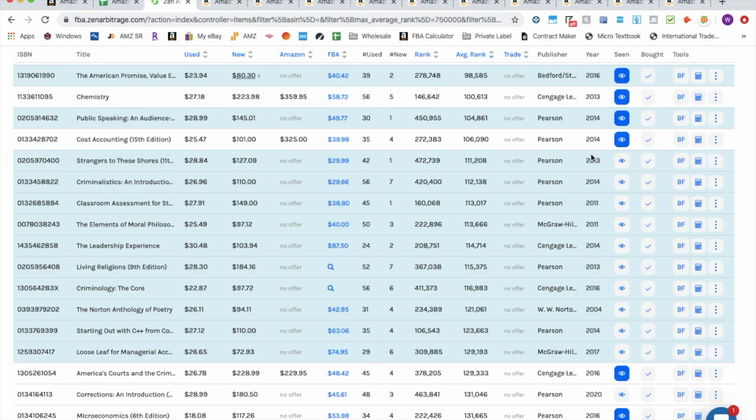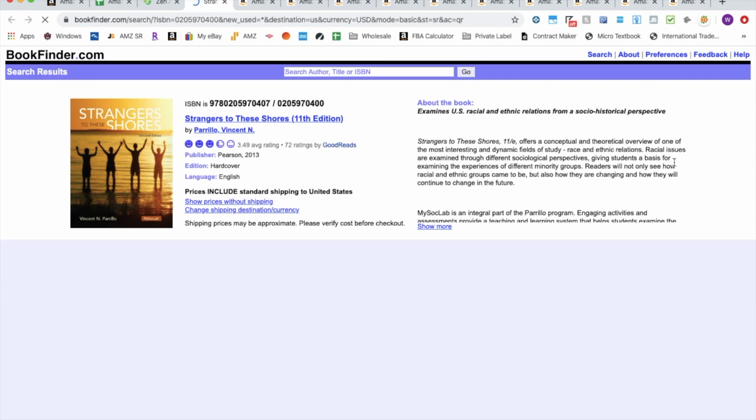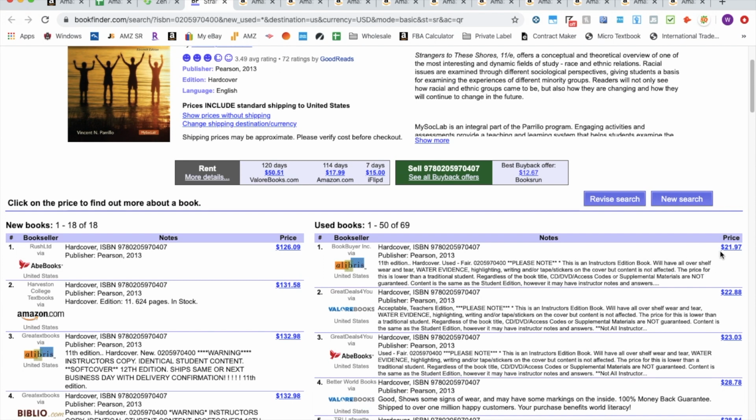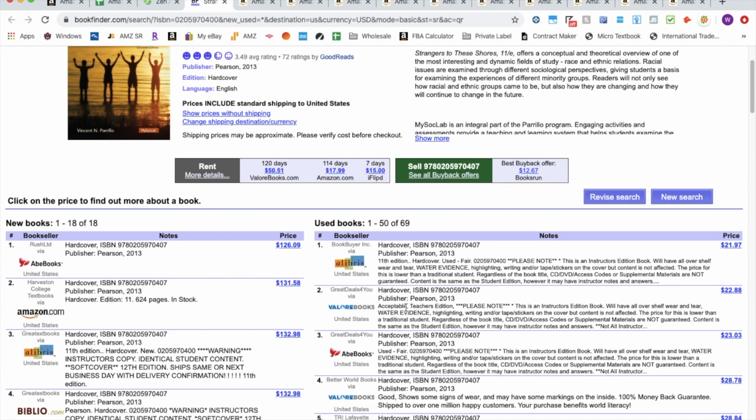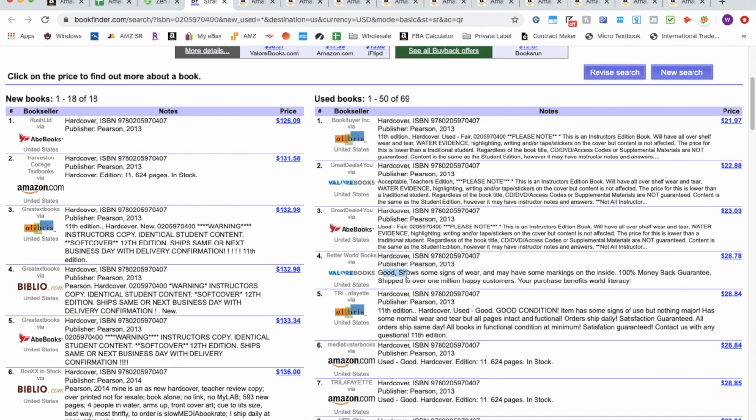So let's go see if we can find a book in here. We're looking for somewhere between $20 to $30. Looks like we got them for $20, acceptable. We want to stay away from teacher's editions. Remember that water damage we got to stay away from. So right here we got one in good condition.